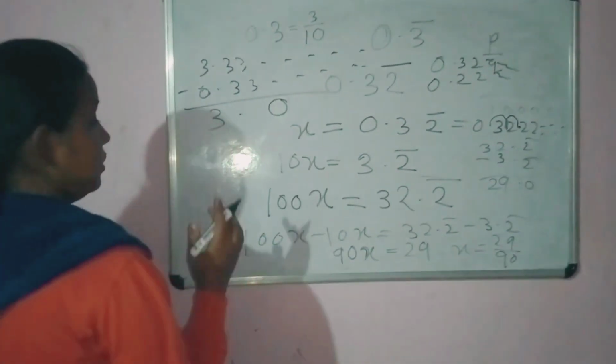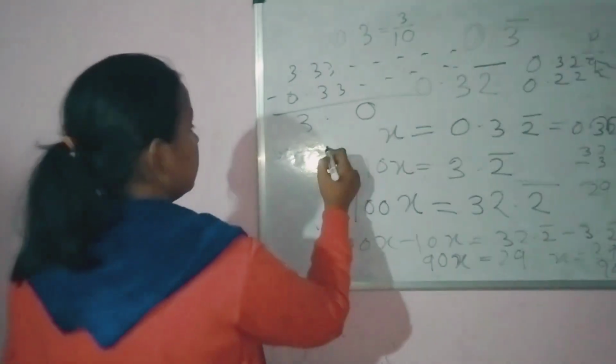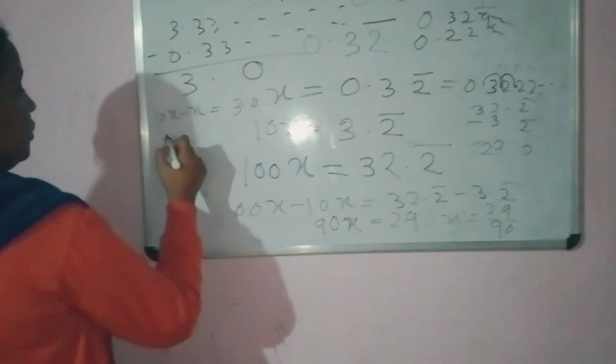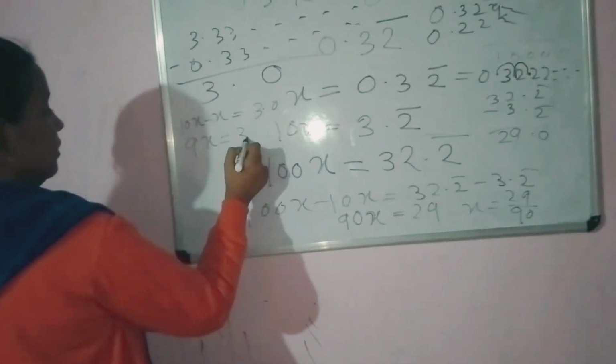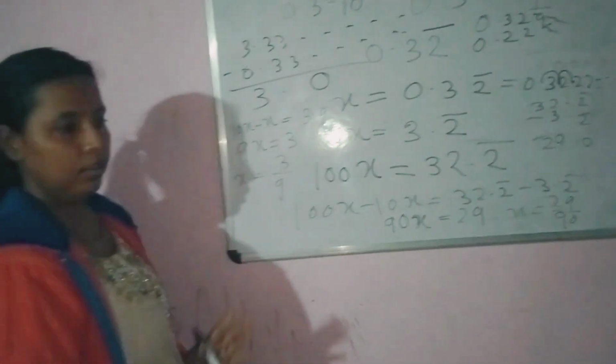Sorry, in the previous case I wrote that 10x minus x was 3.0. So 9x is 3 and x was 3 by 9. Got it?